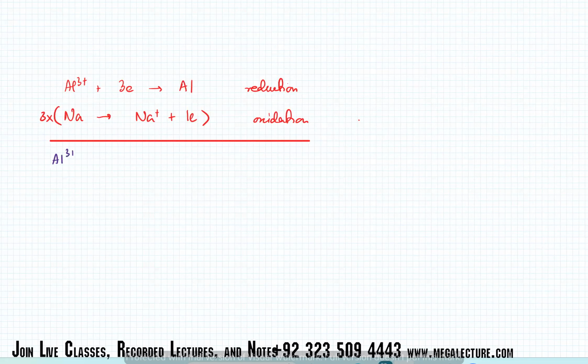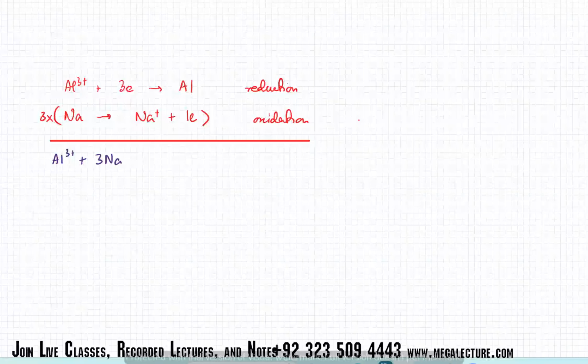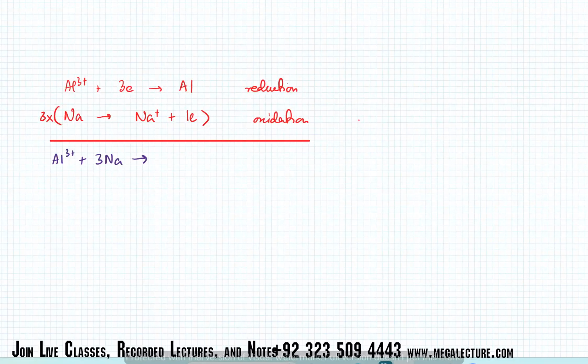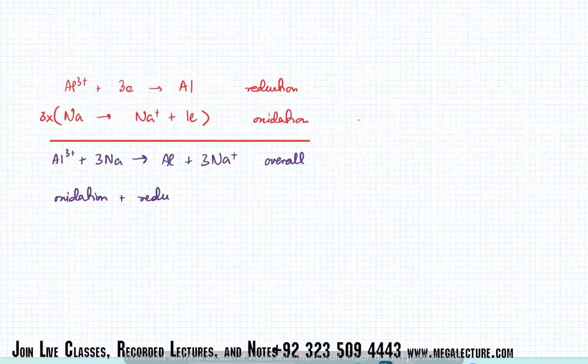Al3+ plus 3Na, and what are my products? It's Al plus 3Na+, ठीक है। तो सिंपल मैथ क्या होगी? सिंपल मैथ इज दैट your two equations, your oxidation equation plus your reduction equation is basically equal to your overall equation, right? This is what we did. Okay, oxidation and reduction, just add them up, you get your overall reaction.